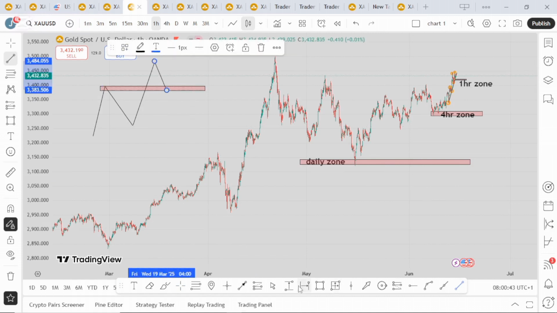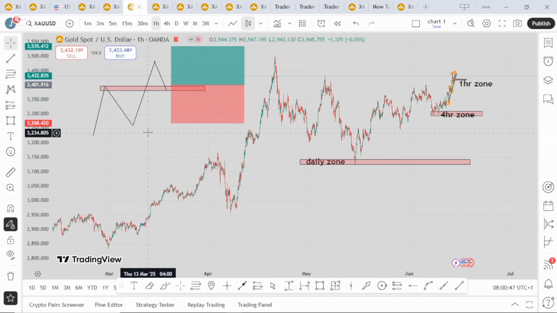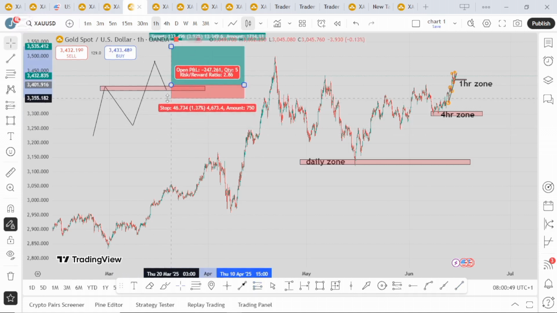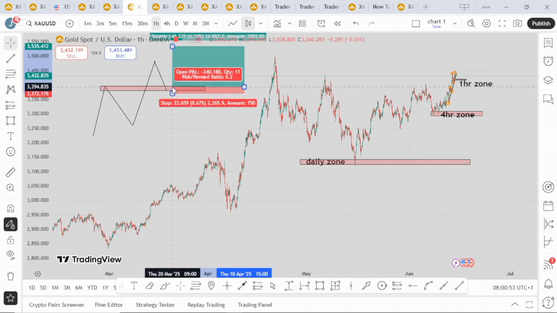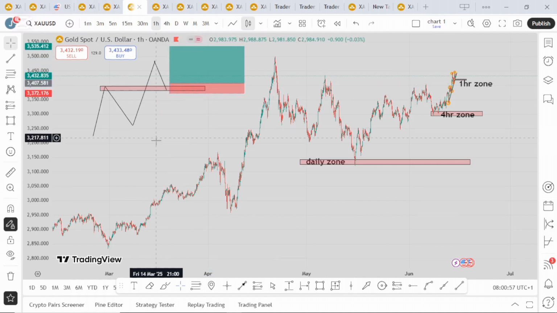This is where we are taking our trade. This one over here is where we are taking our trade.